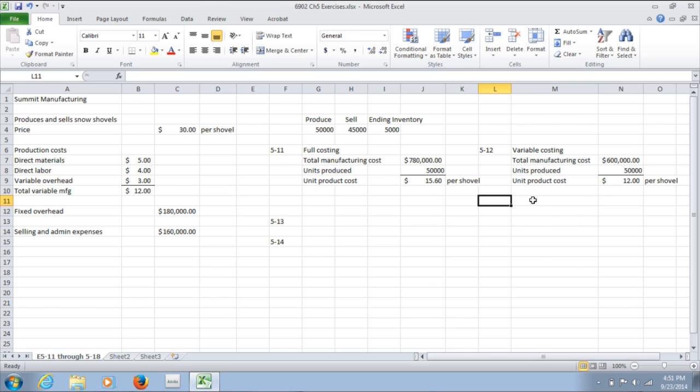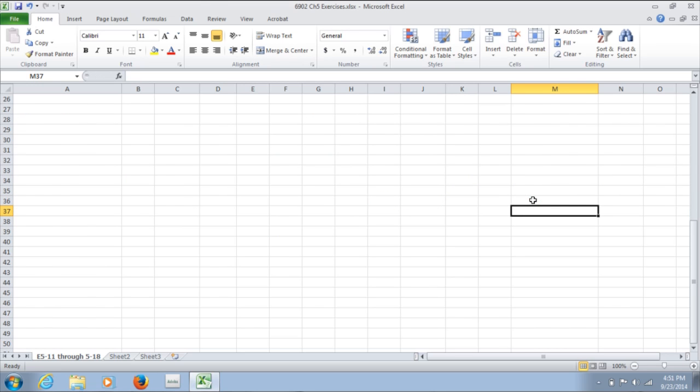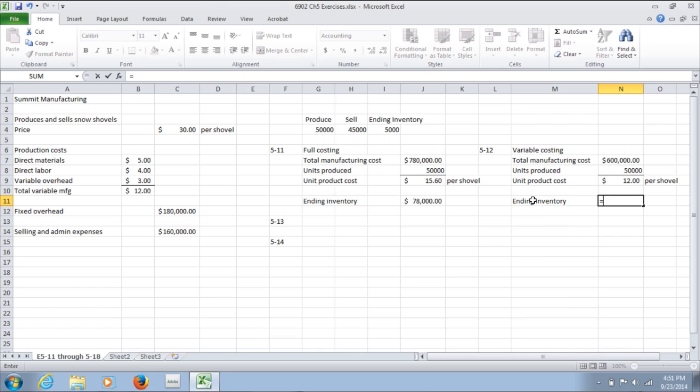So when we're considering what our values are in ending inventory, we would multiply the $15.60 here by the number of units in inventory, or 78,000. And similarly, multiply the $12 by the 5,000, you get 60,000. So we have an $18,000 difference in ending inventory.